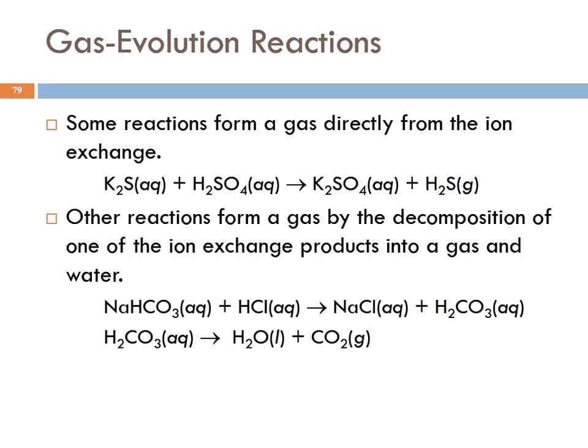Gas evolution reactions. So here's an example of a gas evolution reaction. Potassium sulfide and sulfuric acid. So we're thinking of this also in terms of ion exchange or double replacement, where these ions are swapping places. What happens here is that we get potassium sulfate. So we had potassium and sulfide and hydrogen and sulfate. So the potassium and the sulfate are going to form potassium sulfate. And the hydrogen ions and the sulfide are going to form hydrogen sulfide.